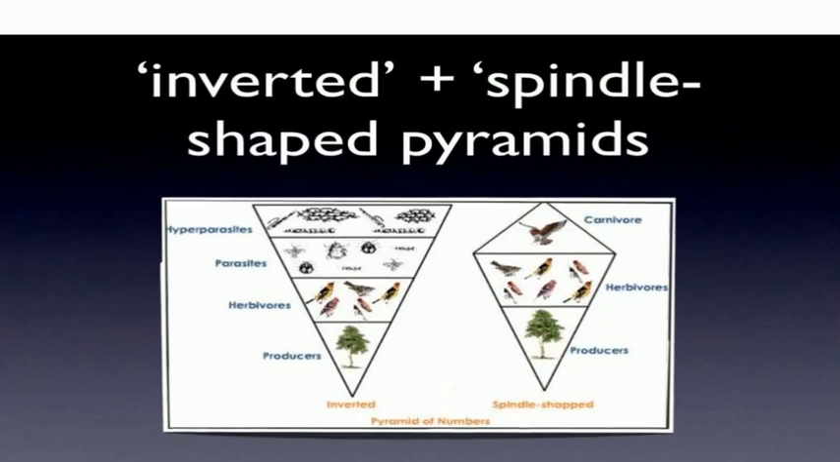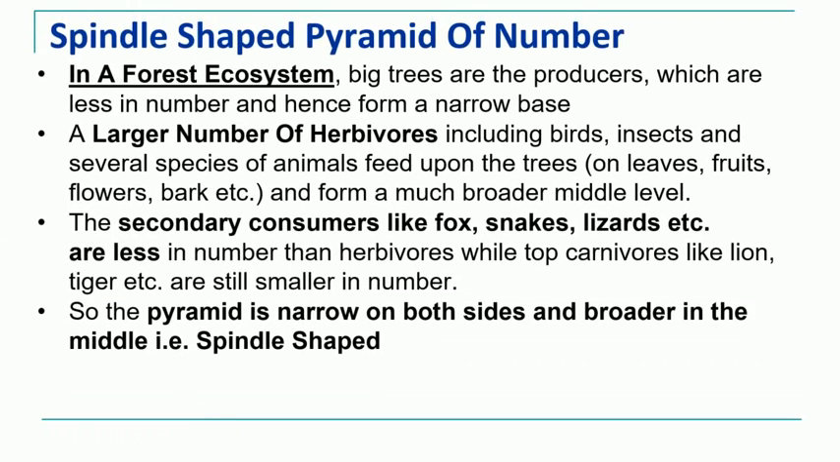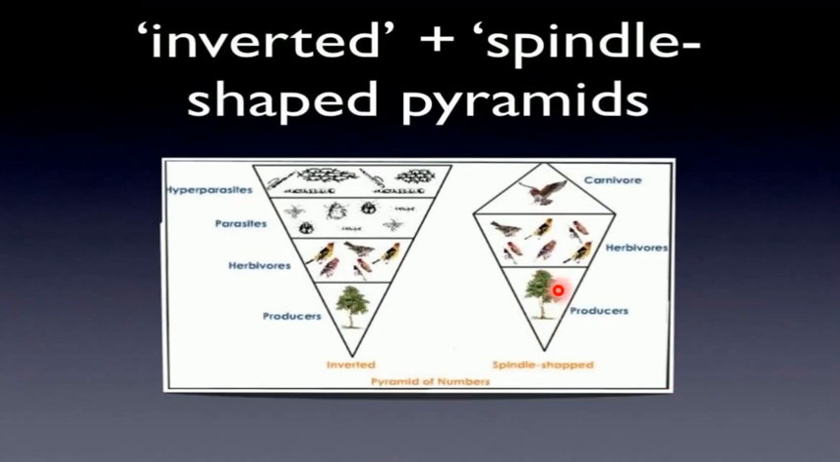Now if we study a typical forest ecosystem, there are very few big trees. So these big trees are the producers in a forest ecosystem, and they form the narrow base. So in this picture you can see the trees of a forest ecosystem. They are few in number, so we have drawn this as narrow from this end.